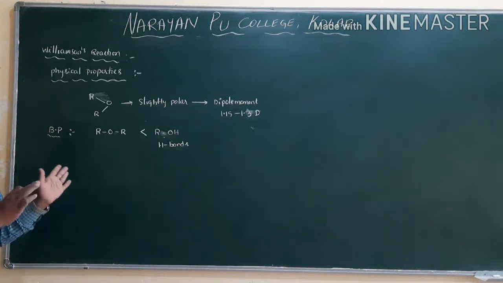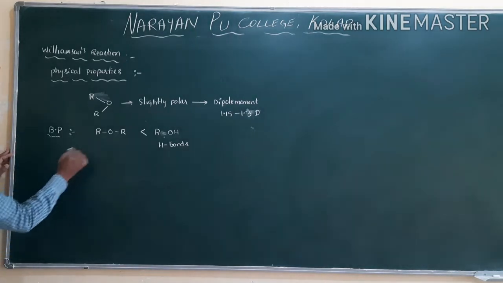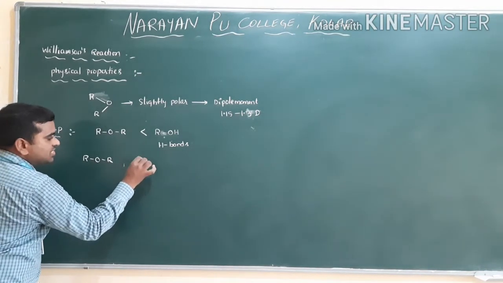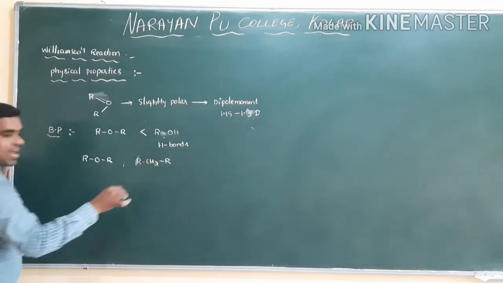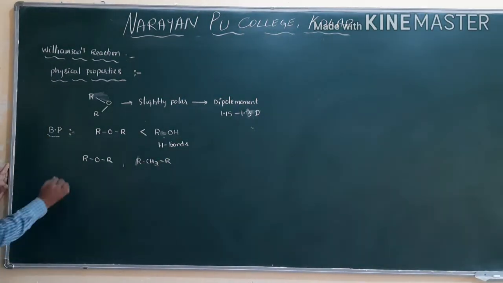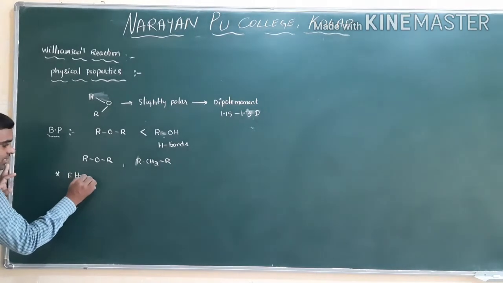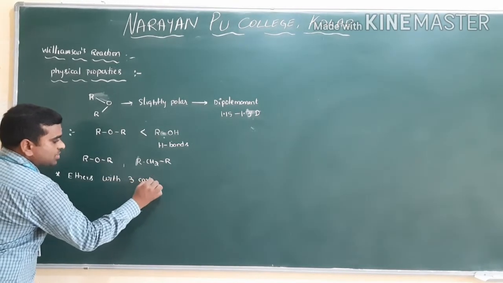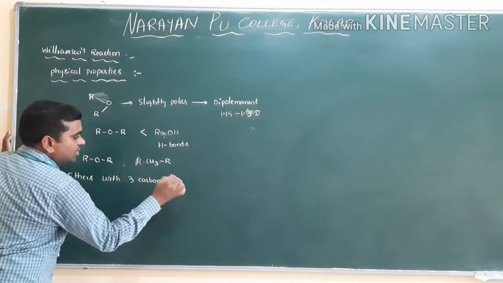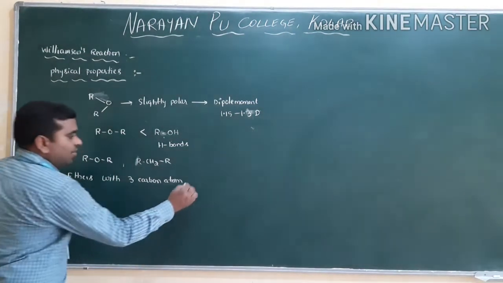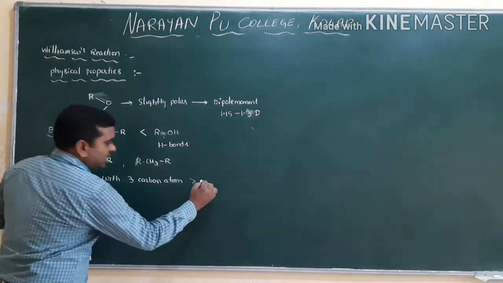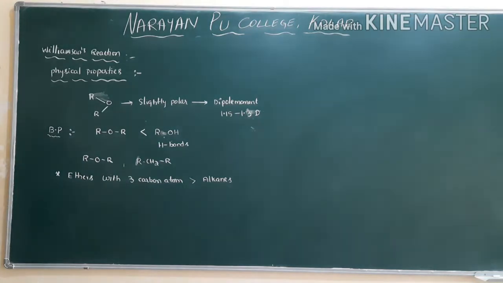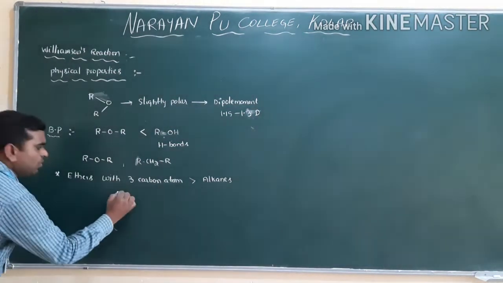Now I will compare the boiling points of ethers to alkanes. This is important. Sometimes they ask it in competitive examinations. If I compare ethers to alkanes, RCH2R, with comparable masses, remember here, ethers with up to 3 carbon atoms will have greater boiling points than alkanes with comparable masses. Means what? I will give one example here.